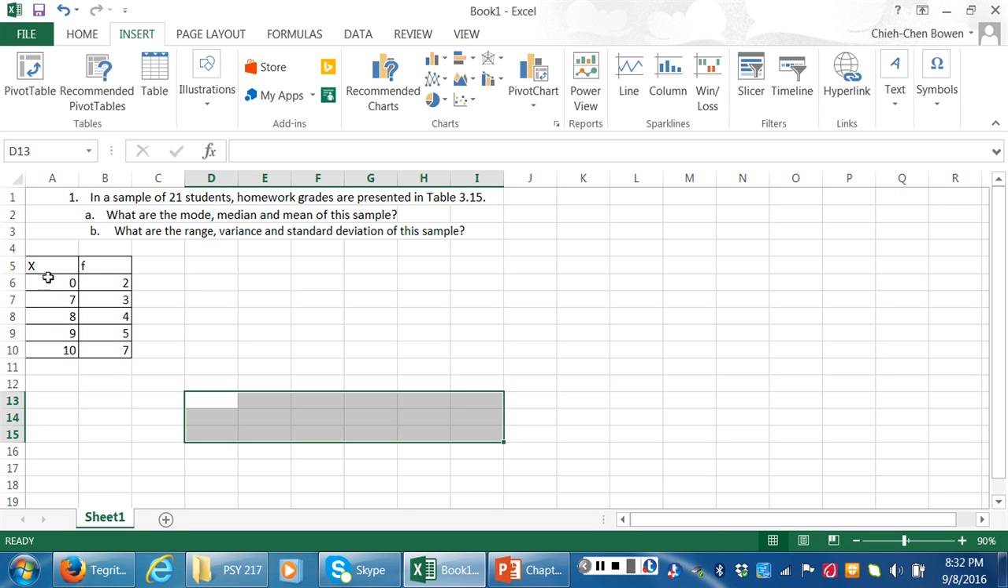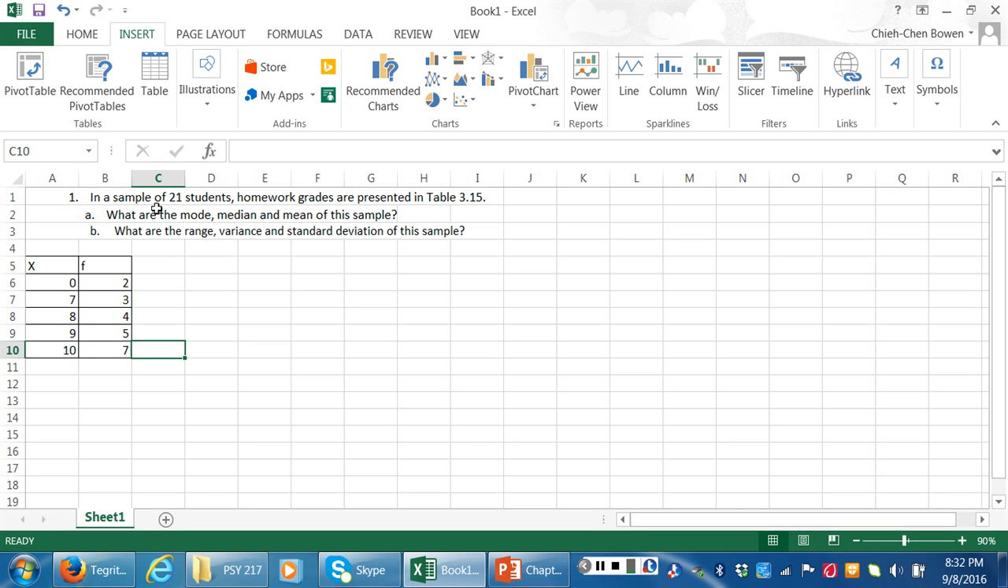Homework grades range from 0, 7, 8, 9, 10. Frequency is 2, 3, 4, 5, 7. Which means, as we explained before, 2 students got 0 homework grades. They probably didn't turn it in. 3 students have 7 points, and 4 students have 8 points. 5 students have 9 points, and 7 students got a perfect 10.